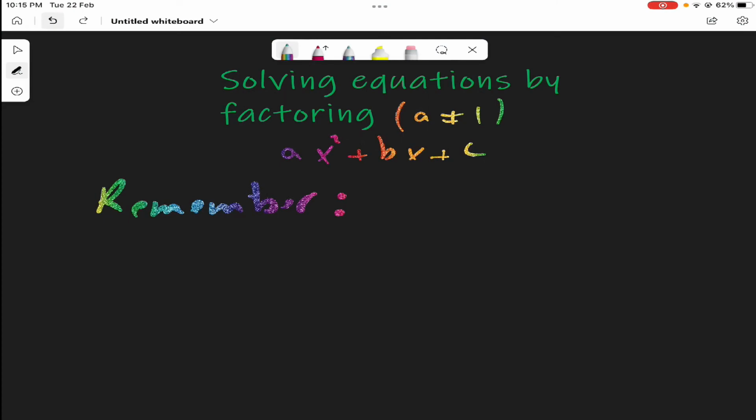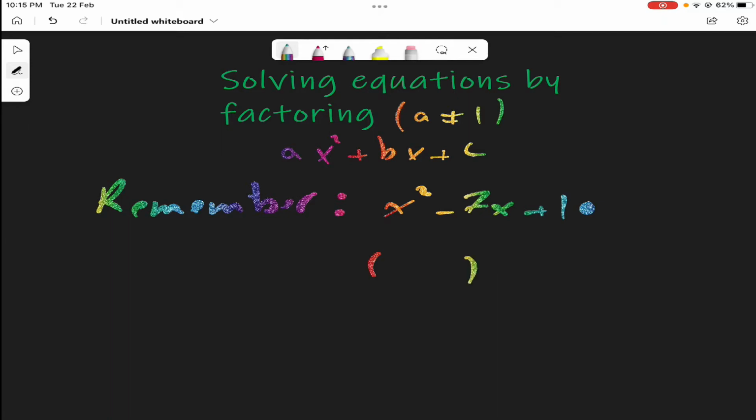Solving equations by factoring ax² + bx + c when a doesn't equal 1. Hello everyone, I would like to remind you how we do factoring for the first type when a equals 1. Let's say x² minus 7x plus 10.